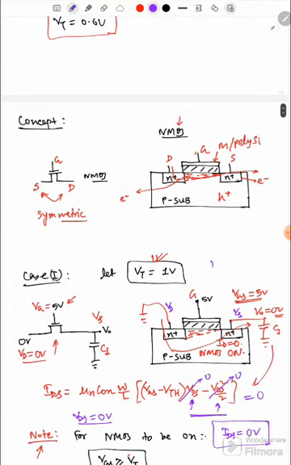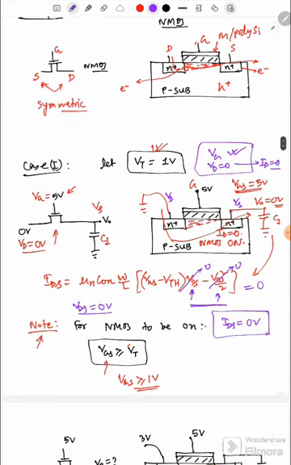Case 1 is when we have applied some gate voltage, but the drain voltage is 0. So here there is no conduction and no capacitor charging.